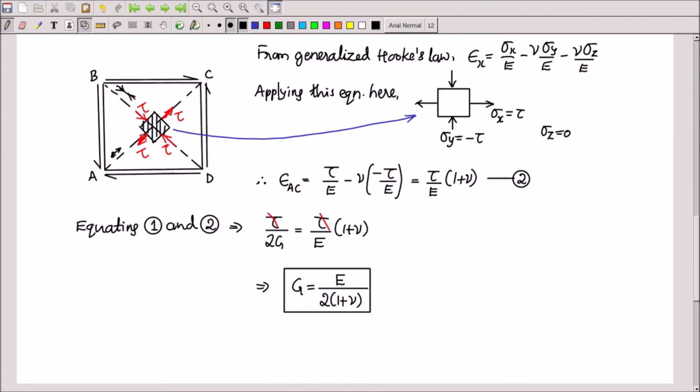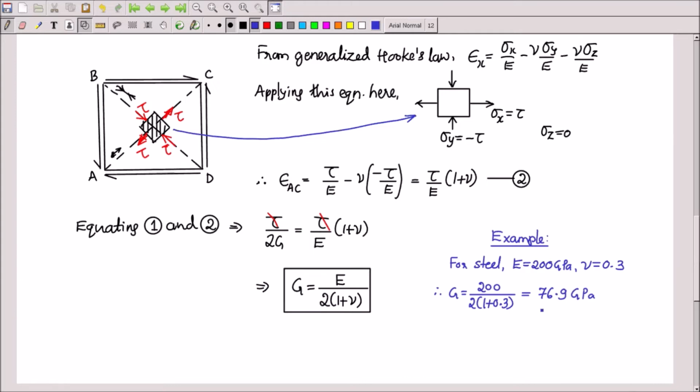We'll just take some example. For steel, we know that E is equal to 200 gigapascal. Poisson's ratio is 0.3. G is equal to 200 divided by 2 into 1 plus 0.3. I'm substituting E and nu. So if I evaluate this, I will get 76.9 GPa. If we know Young's modulus and Poisson's ratio for any isotropic material, we can always evaluate what is the rigidity modulus. In other words, you can say out of these three, if you know any two, you can evaluate the third one.